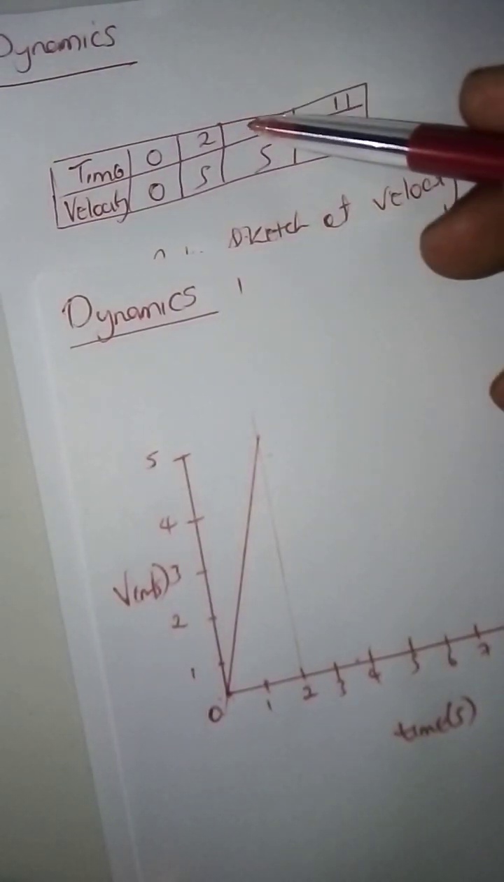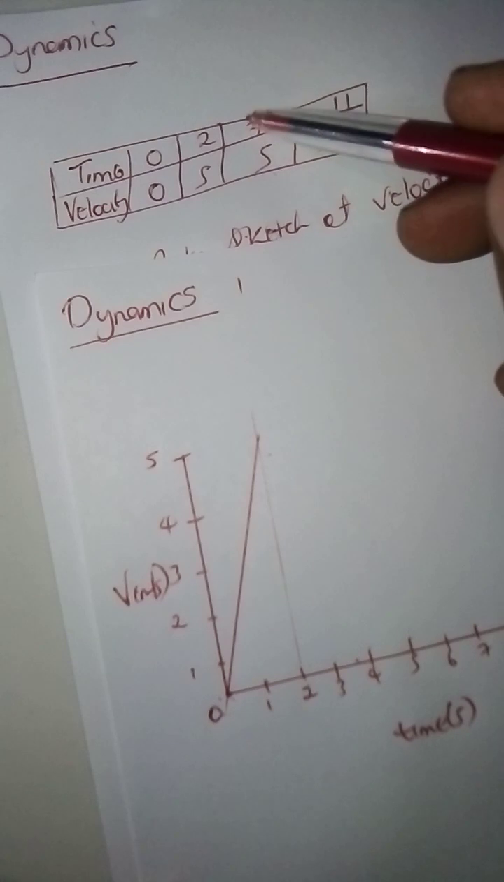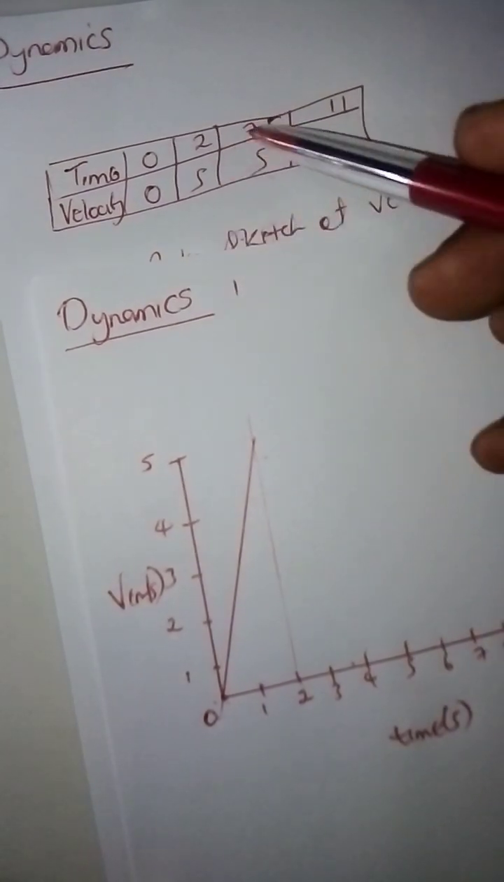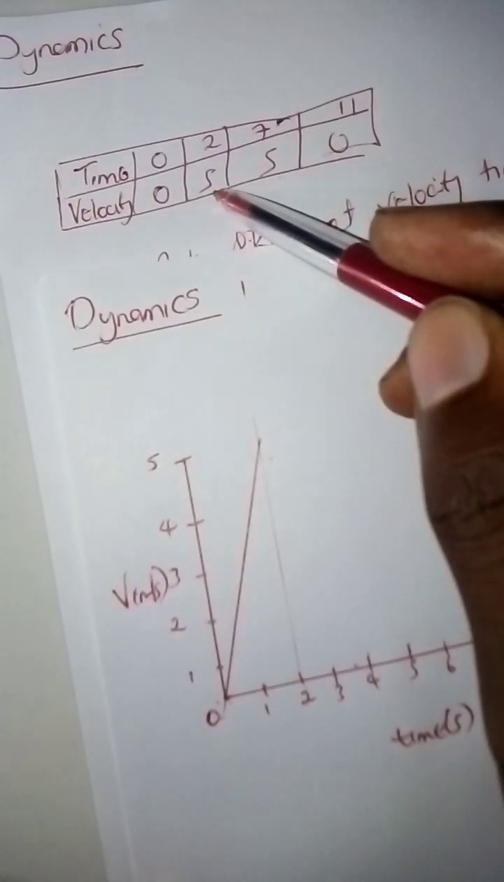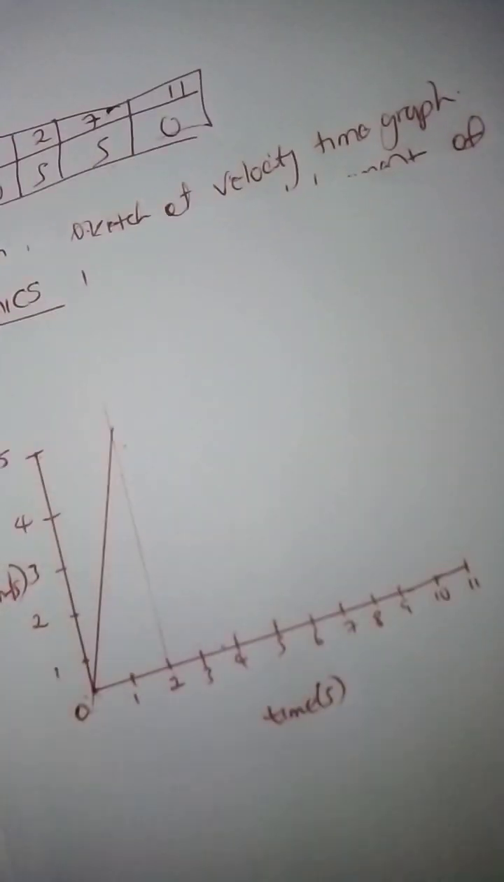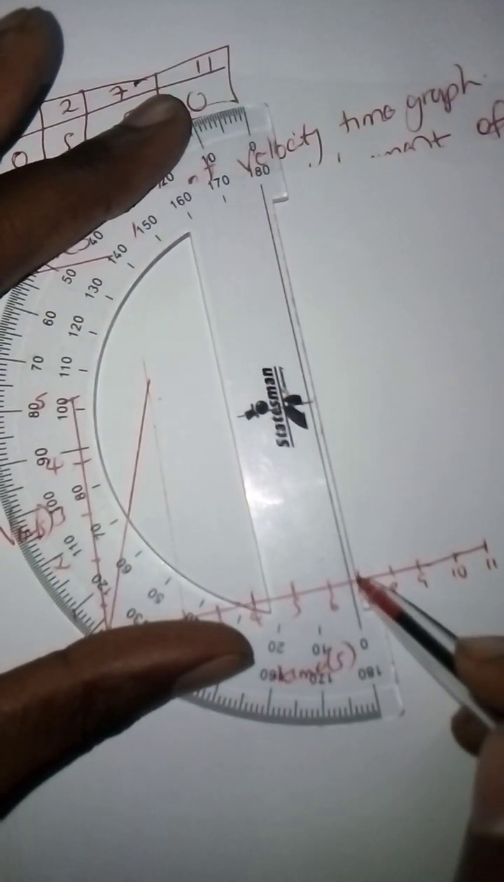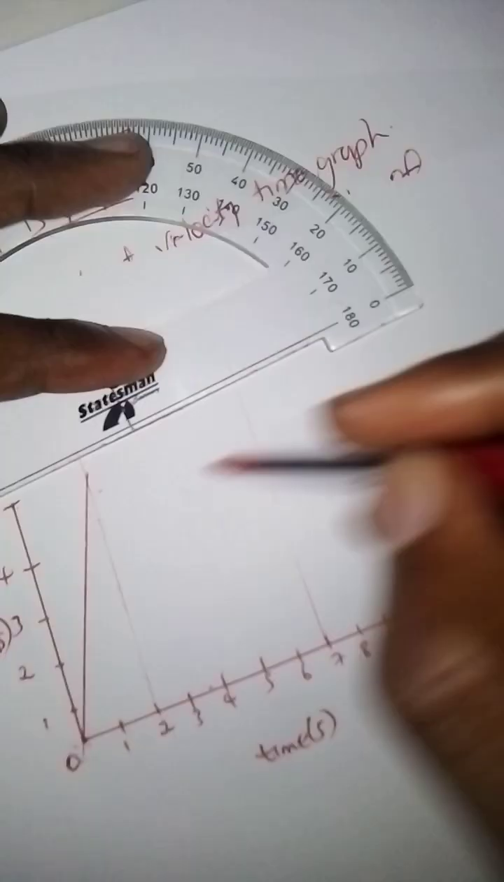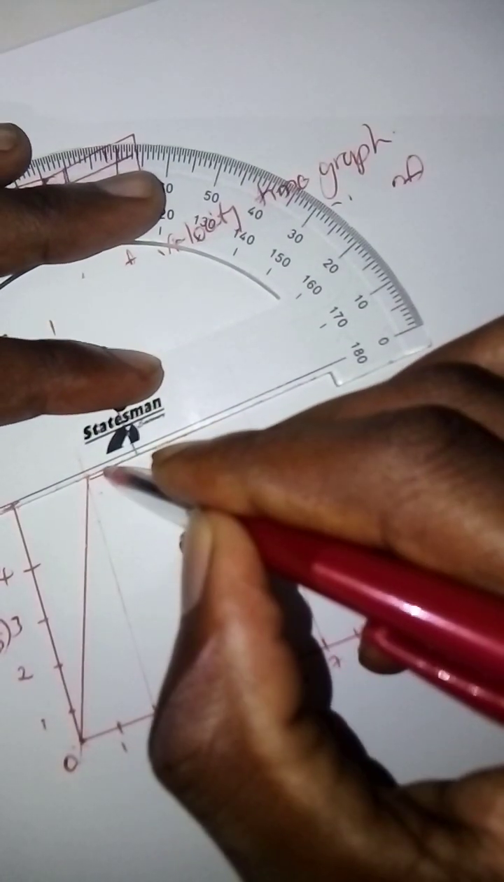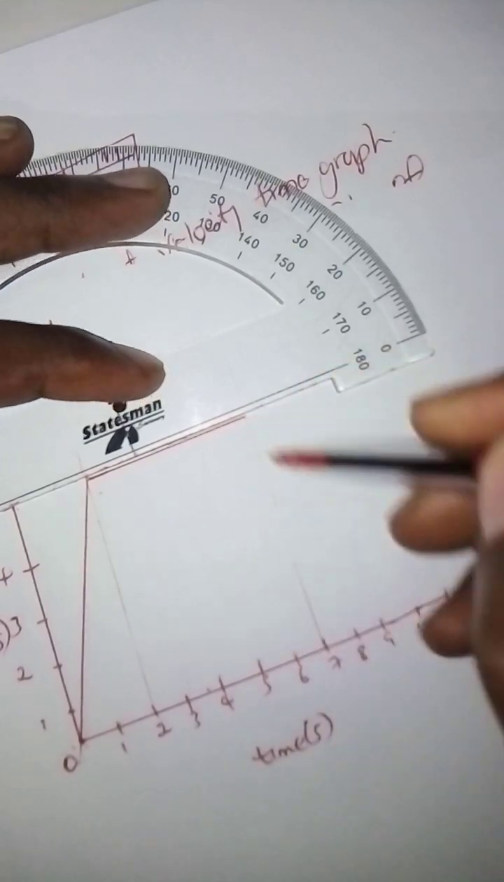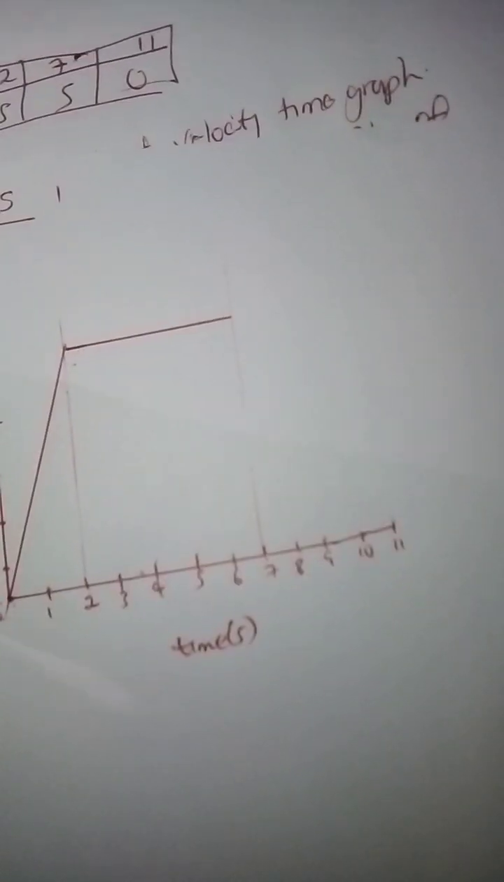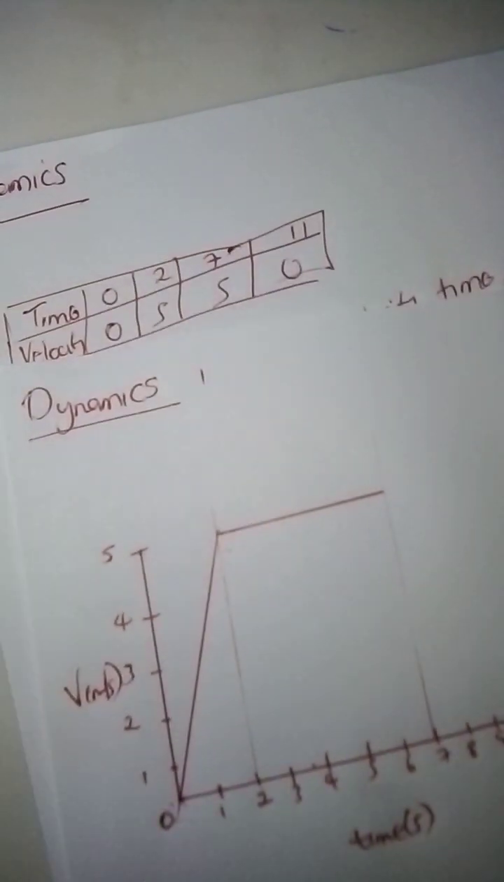So now what's going on after 2 seconds? Until 7 seconds, the velocity remained constant. As you can see, it did not change. So from here, it did not change. The velocity remained constant.